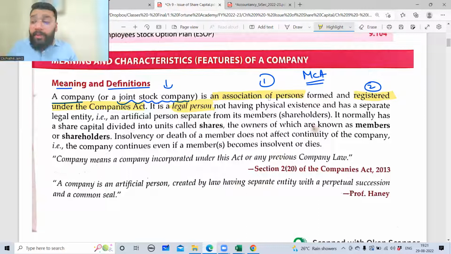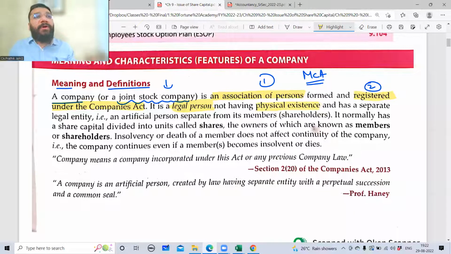artificial person. Now, why do we call it a person? You'll understand once we go forward. It is a legal person. Artificial person is getting legality. It is getting its legality from law. It is a legal person not having any physical existence.